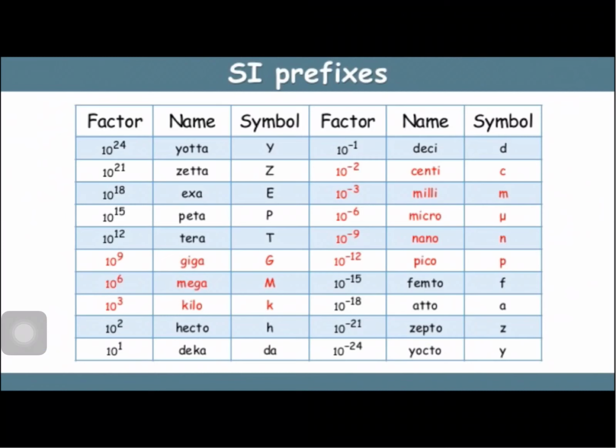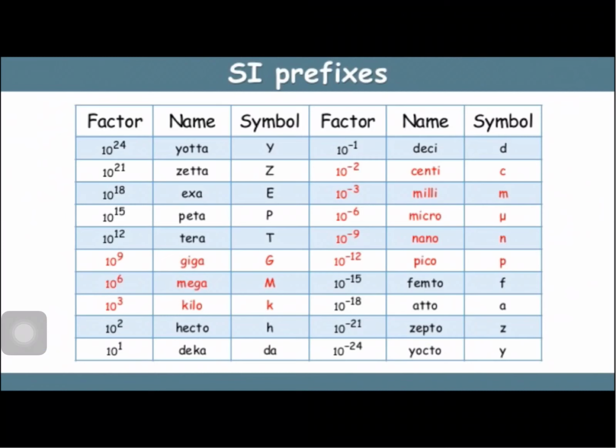And finally, we come to the prefixes. SI prefixes, for example, already familiar from the lower section. 10 power 1 deca, 10 power 2 hecta, 10 power 3 kilo, 10 power 6 mega, 10 power 9 giga, 10 power 12 tera, 10 power 15 peta, 10 power 18 exa, 10 power 21 zeta, 10 power 24 yota.